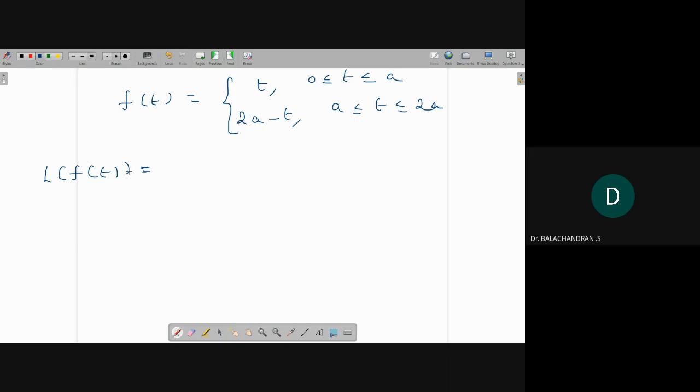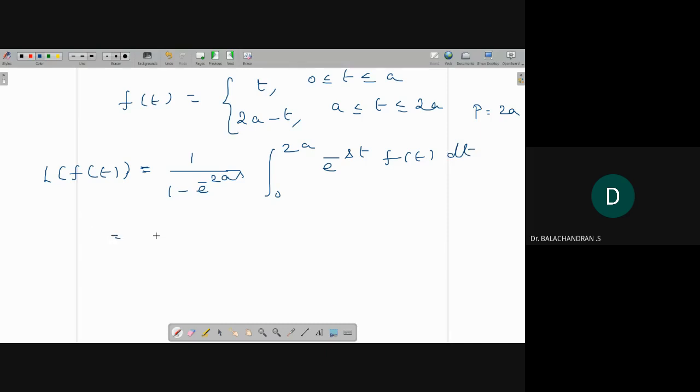So L of f of t equal to 1 by 1 minus e power minus 2a. Yes, because the periodicity is 2a. Here p equal to 2a. Originally you have the formula 1 by 1 minus e power minus ps, integral 0 to p, p is 2a, e power minus st into f of t dt.